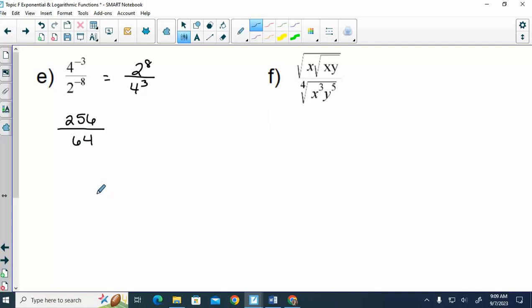Does that reduce at all? We divide them by 4. What does that give us? No, it just is 4, isn't it? Is that okay? Alright, F.